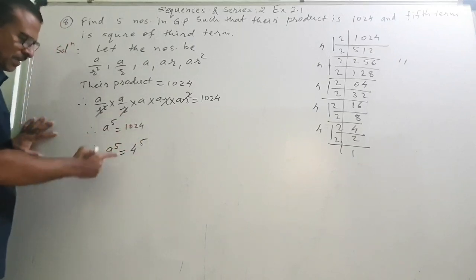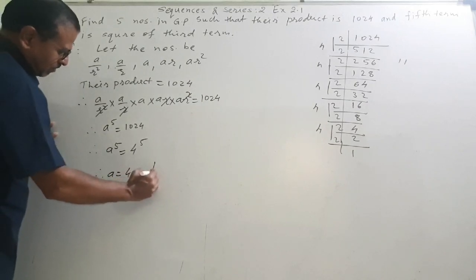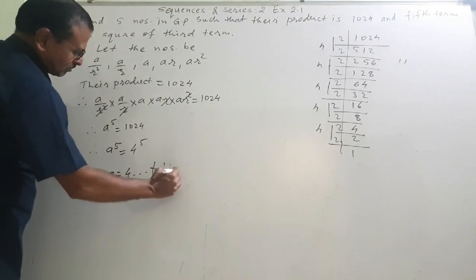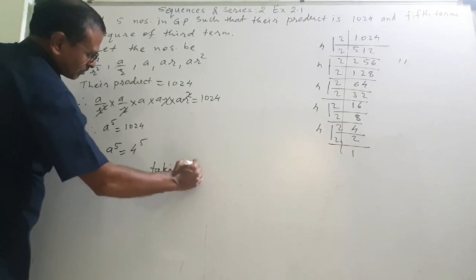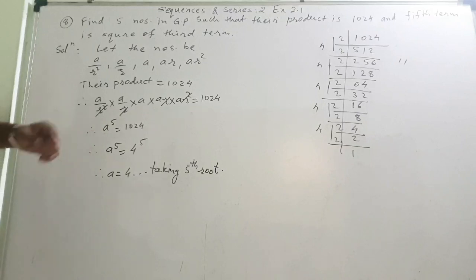Now, taking the fifth root. Therefore, A is equal to 4. Taking fifth root. So, hope that you have understood this.